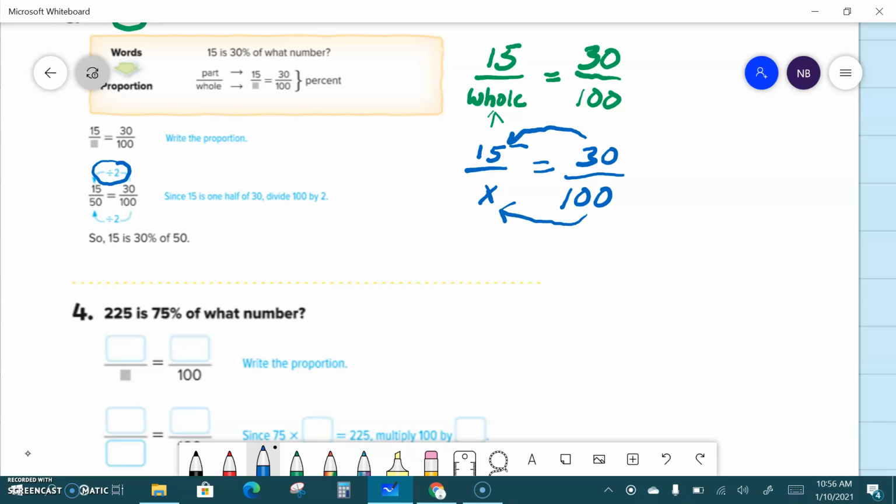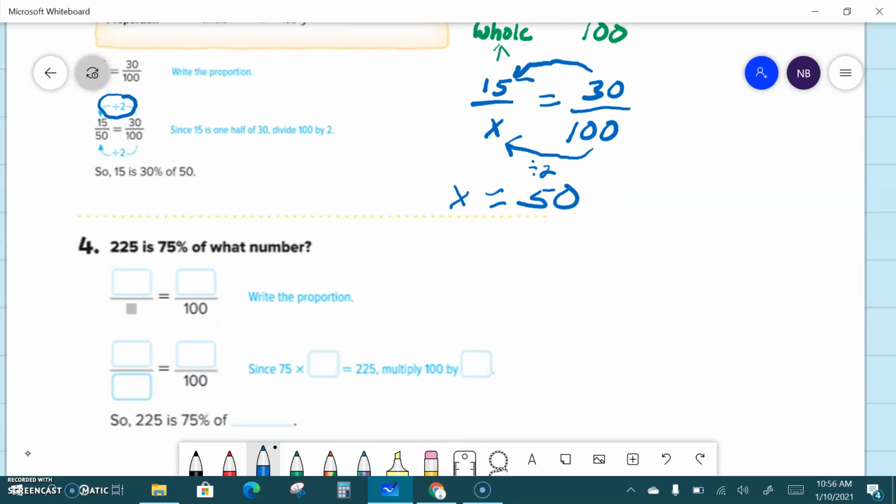And we're going to do 100 divided by 2. And if we do 100 divided by 2, we get 50. All right, so that means that x equals 50.